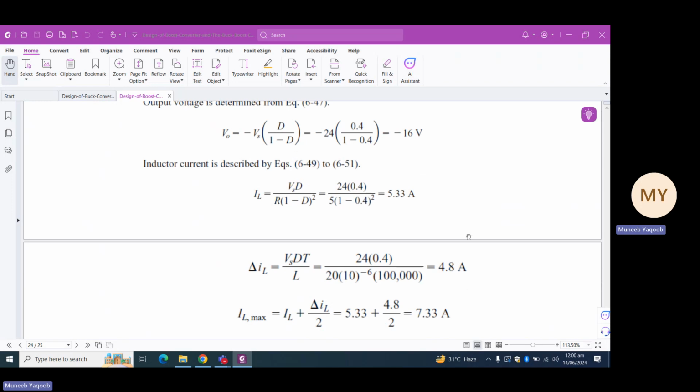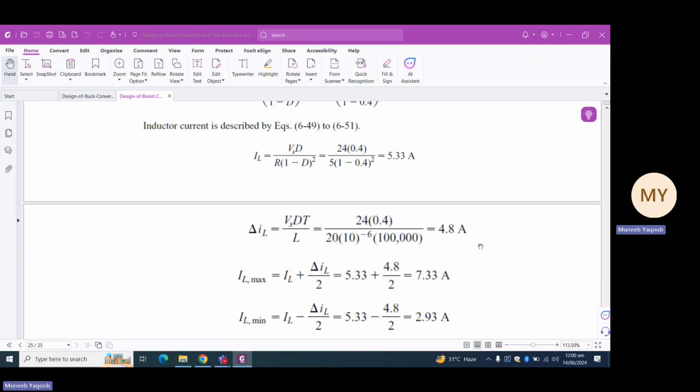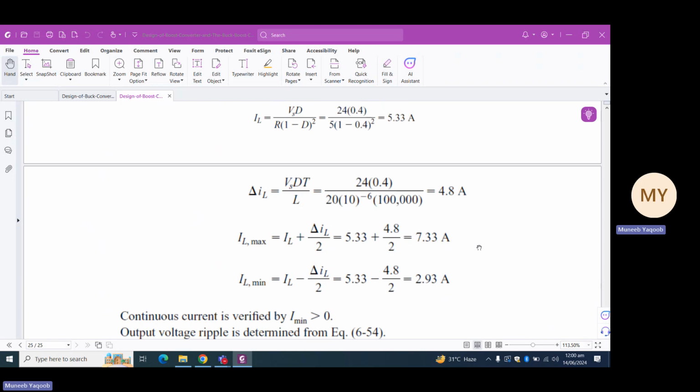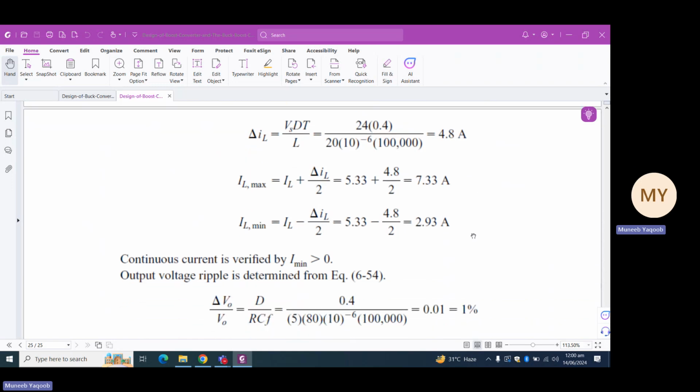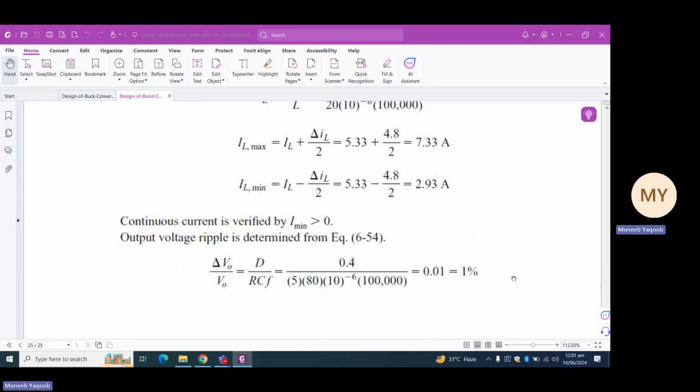Now we know that IL maximum is IL plus delta IL by 2. So IL maximum is 7.33 ampere. Similarly, IL minimum is IL minus delta IL upon 2, so it is 2.93 ampere. For continuous conduction mode, I minimum must be greater than 0. Using this, we already concluded that delta V naught upon V naught is D upon RCF for a nominal ripple voltage. We already know D, and we are given R, C and F. Hence, we calculated that the percentage ripple is almost 1%.